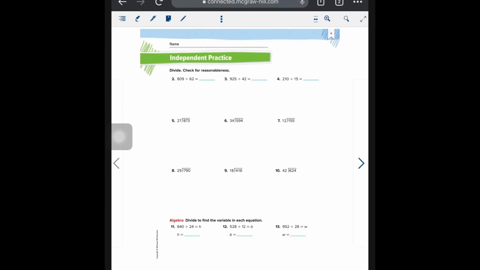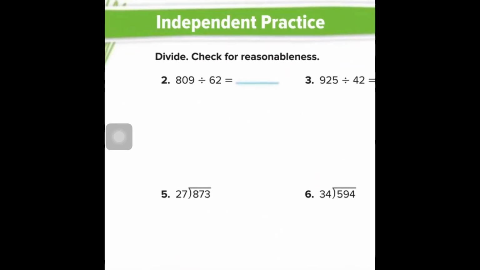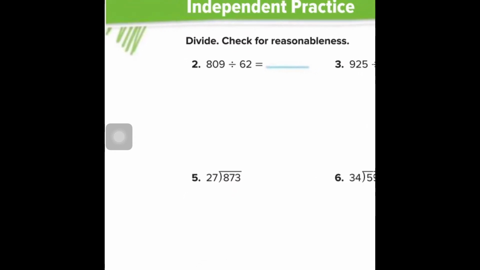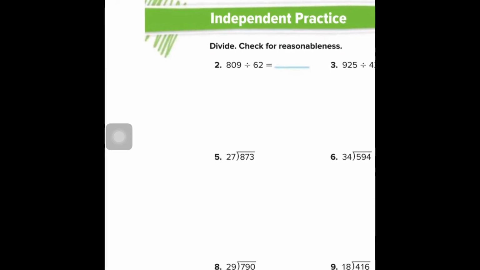Okay, now let's move to this page. We are going to just do the evens because this would take us all day to do every single one of them. They say divide and check for reasonableness. Let's go ahead and start our dividing. So you're going to need to have graph paper for this one because it's going to take a lot of work, and you're going to have room for some guess and check. So 62 into 890.